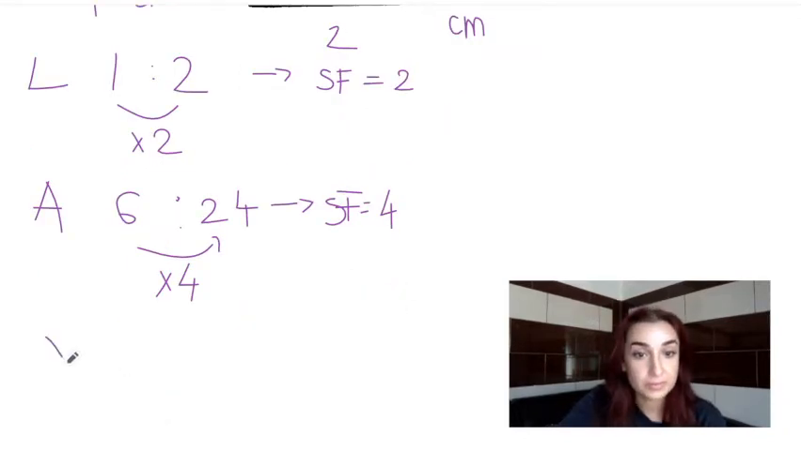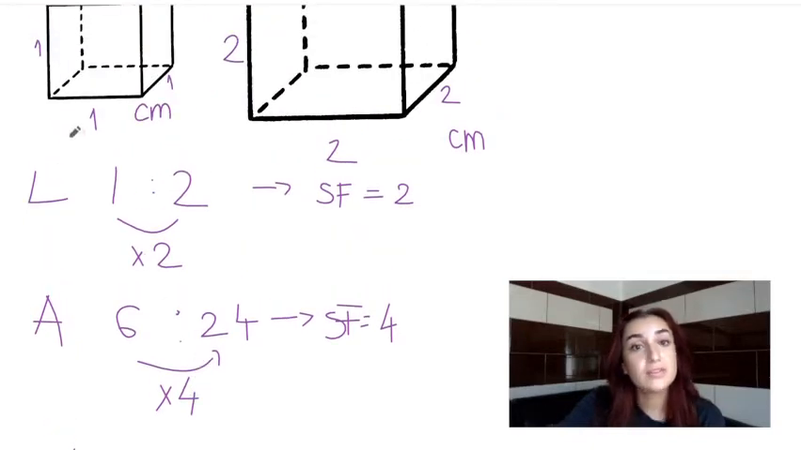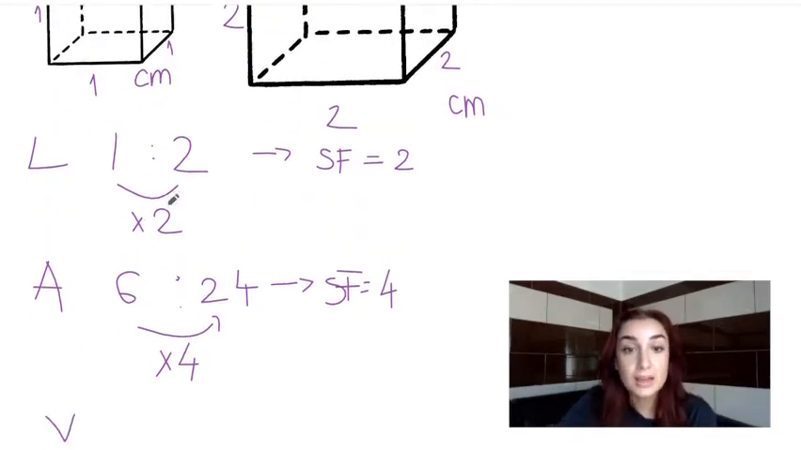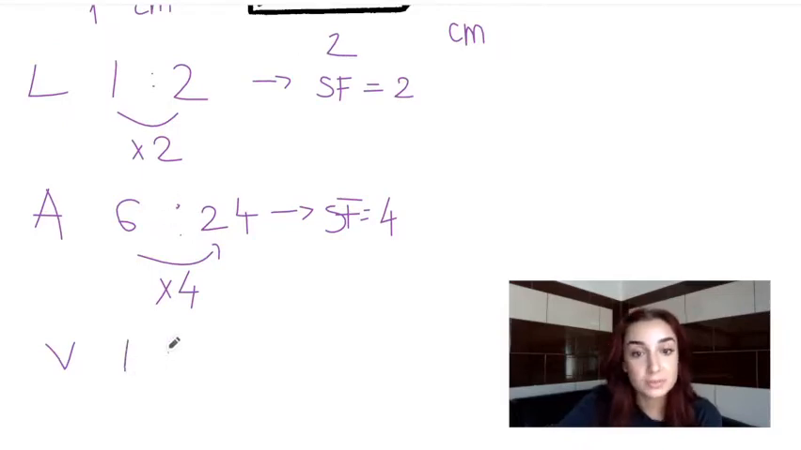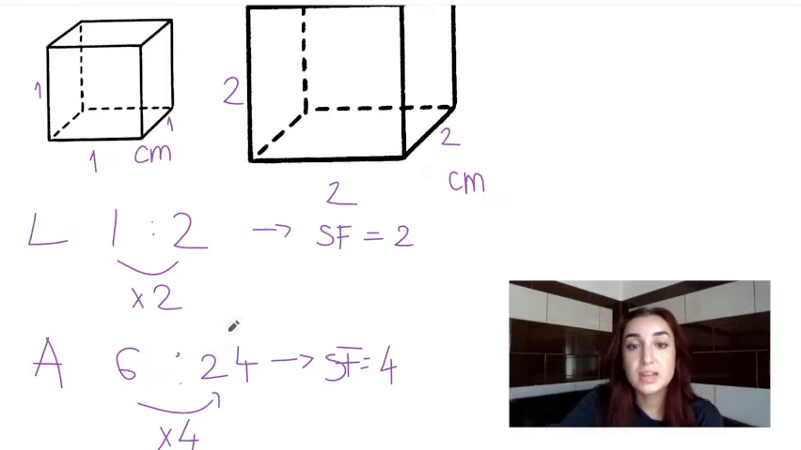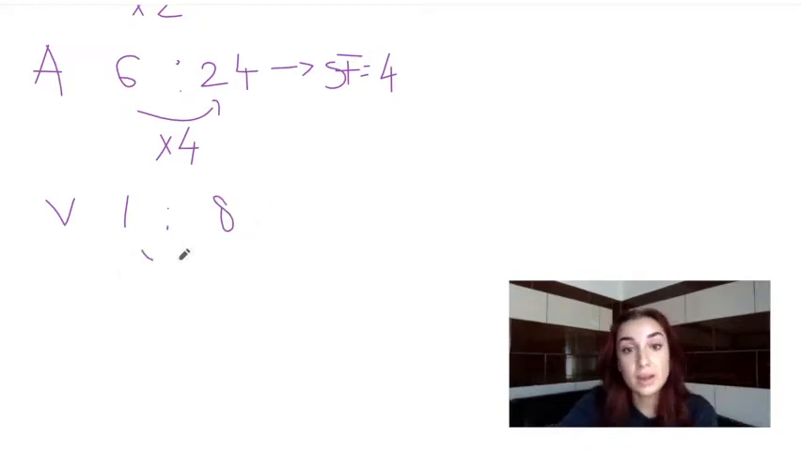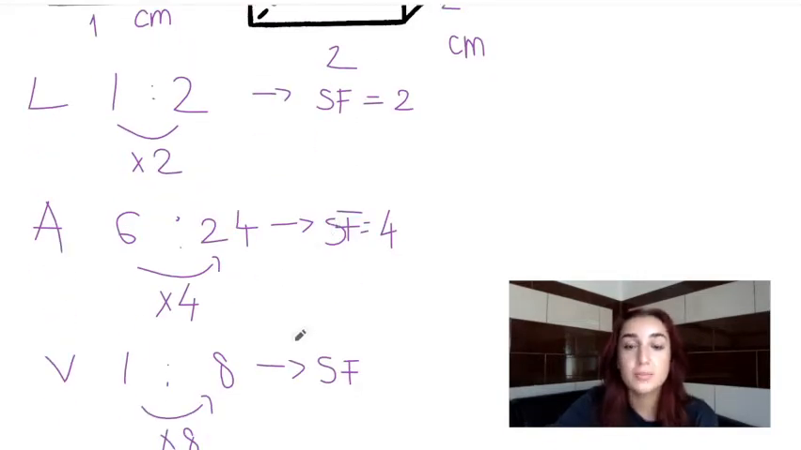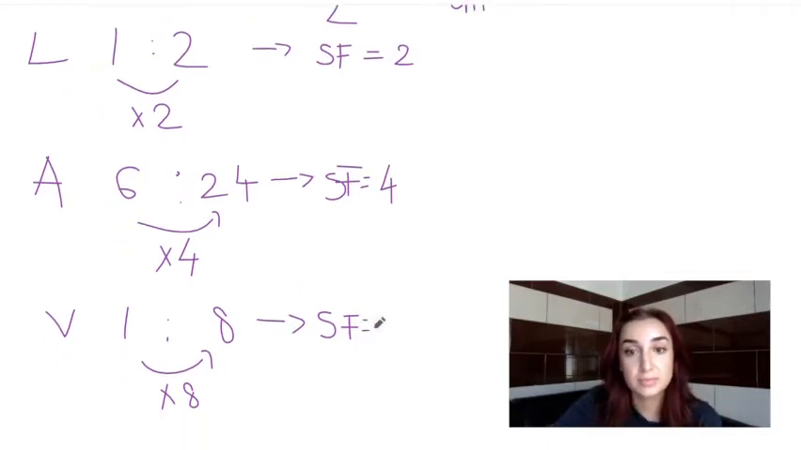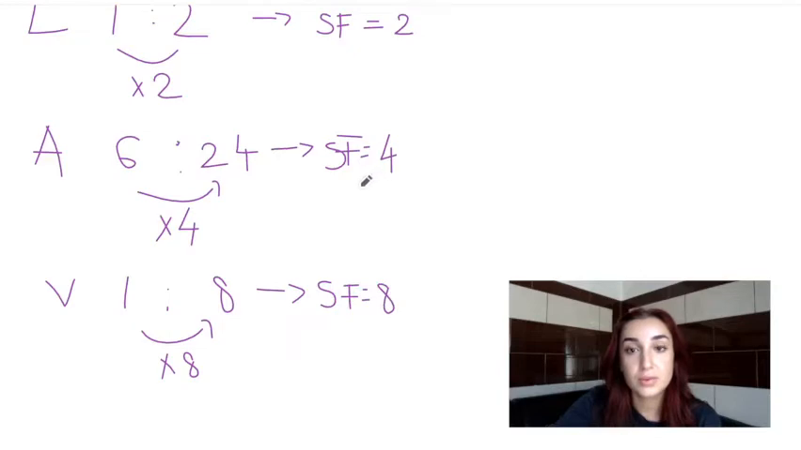Now let's look at volume. In order to calculate the volume of the first cube, we have to times length by width by height. So that will be 1 centimeter cubed. And for the second cube, there will be 2 times 2 times 2, which is 8. In order to go from the volume of cube 1 to cube 2, we have to times by 8. So the scale factor for this is 8, or the initial scale factor, which was 2 cubed, because 2 cubed is equal to 8. So here we have 2 squared, and here we have 2 cubed.